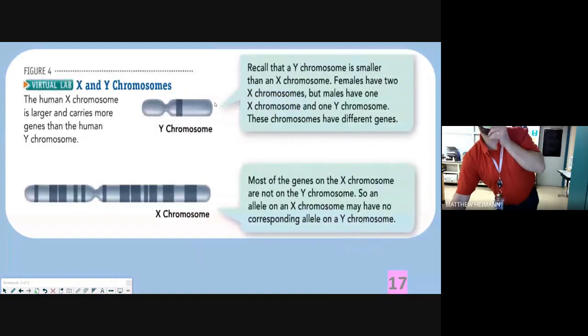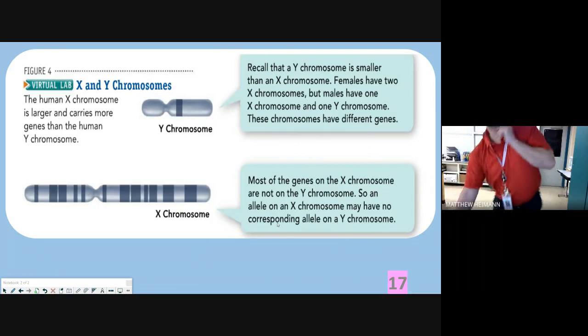So here's the Y chromosome and X chromosome. Recall that the Y chromosome is smaller than the X chromosome. Females have 2 X chromosomes, but males have 1 X and 1 Y. These chromosomes have different genes. Most of the genes on the X chromosome are not on the Y chromosome. So an allele on an X chromosome may have no corresponding allele on the Y chromosome. Interesting.